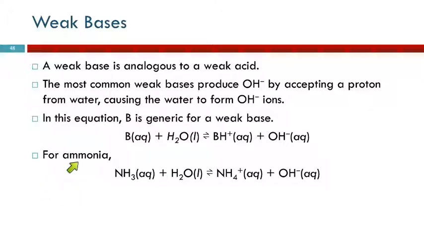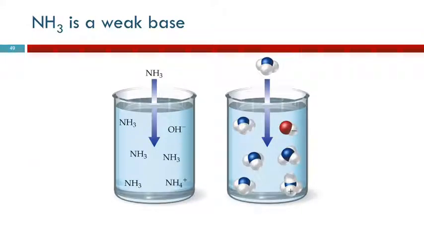So the most common weak base is ammonia. It's really the only one we're going to deal with much. NH3 reacts with water to form ammonium ion and hydroxide ion. And these are weak bases, so they do have the double-headed arrows because this is definitely an equilibrium. So here's ammonia being put into solution. It does act as a base and accepts a hydrogen ion, forming a hydroxide ion from the water, but we also have a lot of intact molecules present, and that's what distinguishes it as a weak base.